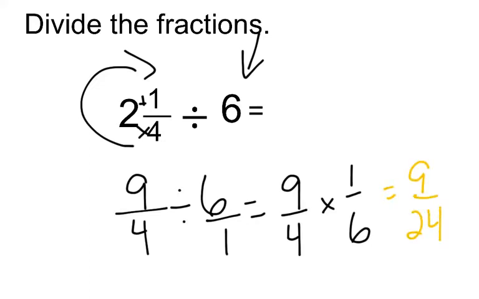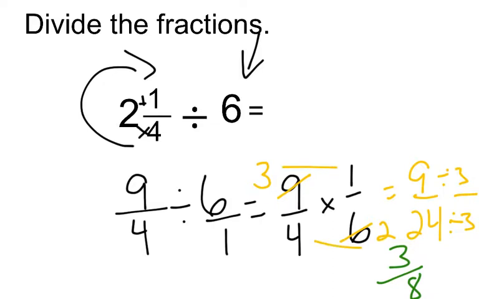9/24. And then of course I can see that I can reduce. Both 9 and 24 can be divided by 3, which would give me 3/8. Or I could cross cancel, which is what I highly recommend because that way you don't have to reduce at the end. So I see that 9 and 6 I can factor out a 3, which would give me 2 and 3. And then I would just have 3 times 1 and 4 times 2, which would again be 3/8. I hope this review is helping you out.